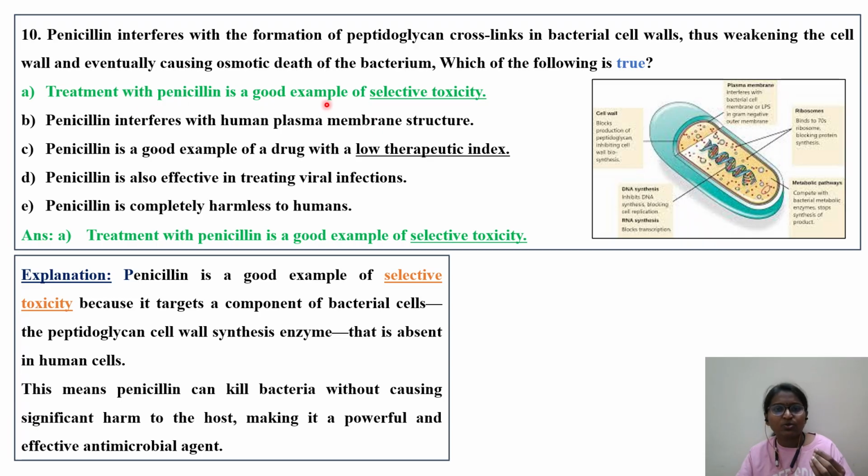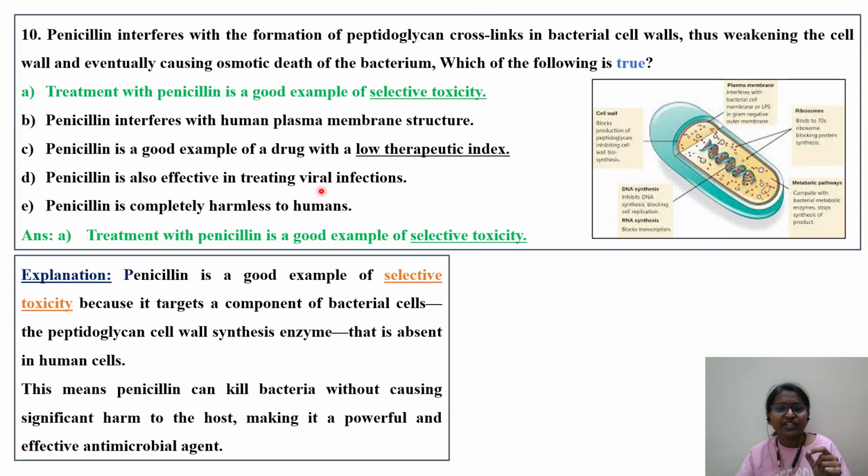Treatment with penicillin is a good example of selective toxicity. So that is the right answer. Other options we'll see. Penicillin interferes with the human plasma membrane structure. No, that's not. Penicillin is a good example of a drug with low therapeutic index. In the previous one, we have seen high therapeutic index. So this is not the right answer.